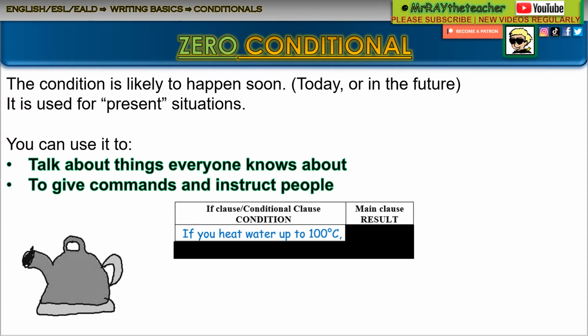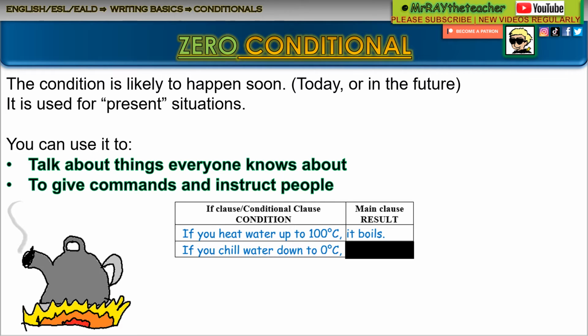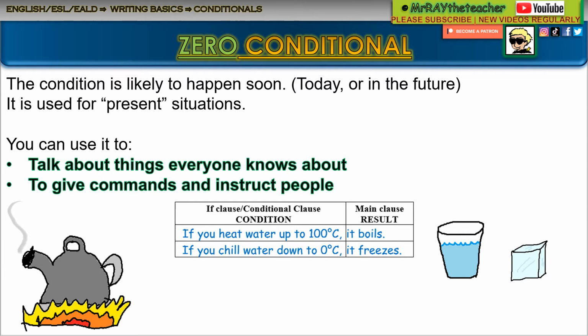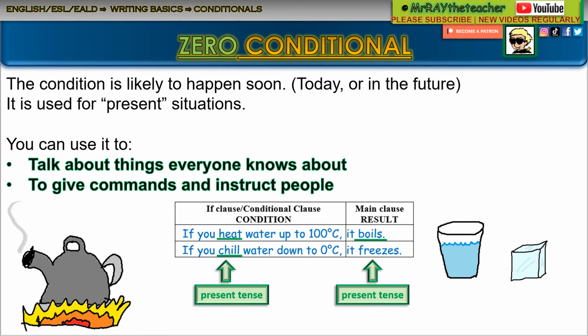So if you heat water up to 100 degrees Celsius, it boils. If you chill water down to 0 degrees Celsius, it freezes. And I hope you liked my chiller effect there. So there's your present tense, and there's your present tense again. And that's how you write it. So the present tense plus the present tense.